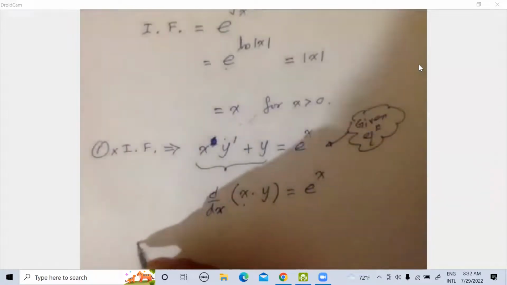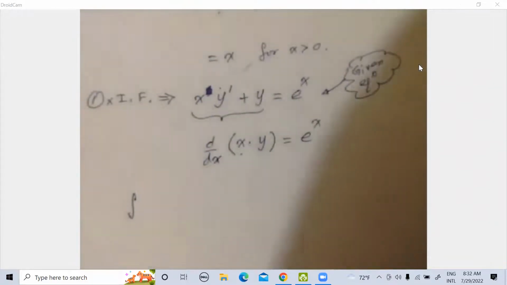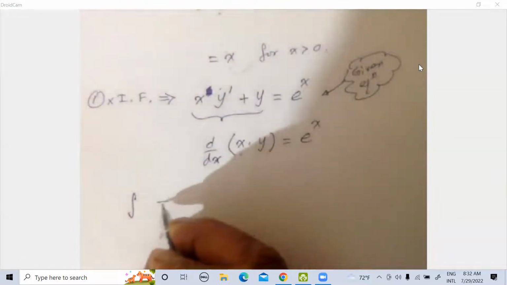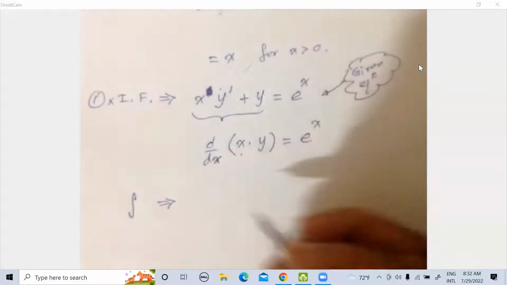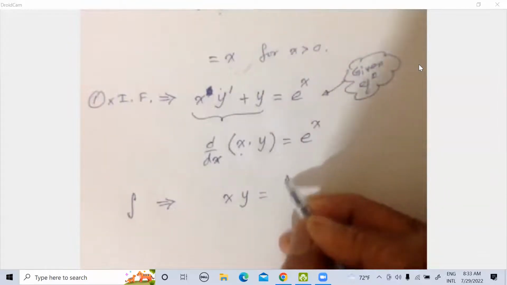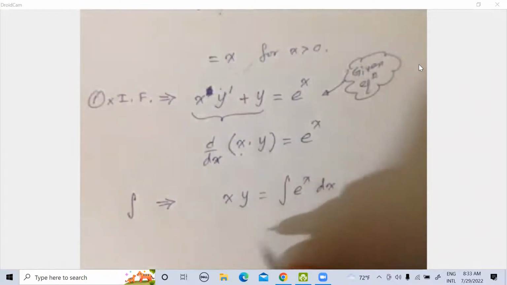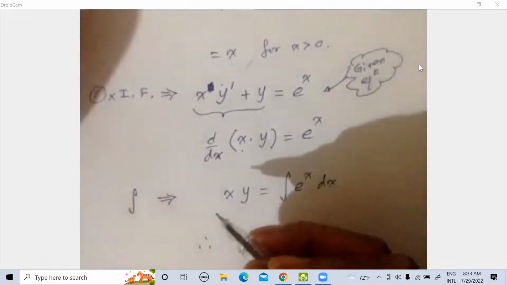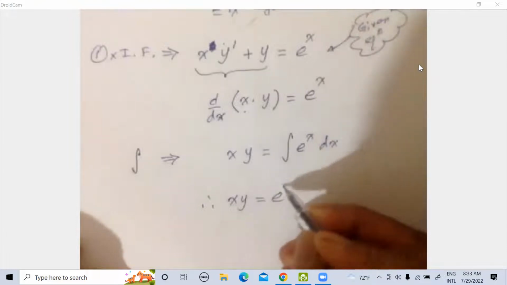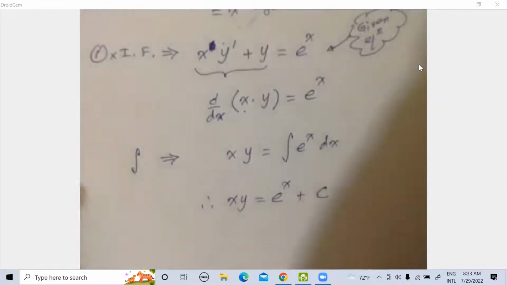Now, integrate both sides. If you integrate both sides, what do you get? The integral of this side is just xy, equals this side, put the integral sign, e to the x dx. Therefore xy is equal to e to the x plus c, where c is an arbitrary constant.